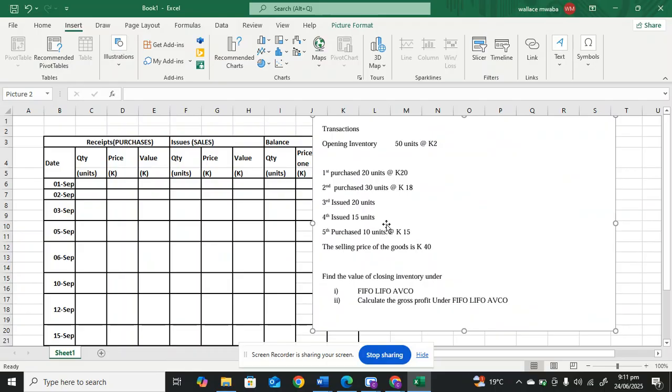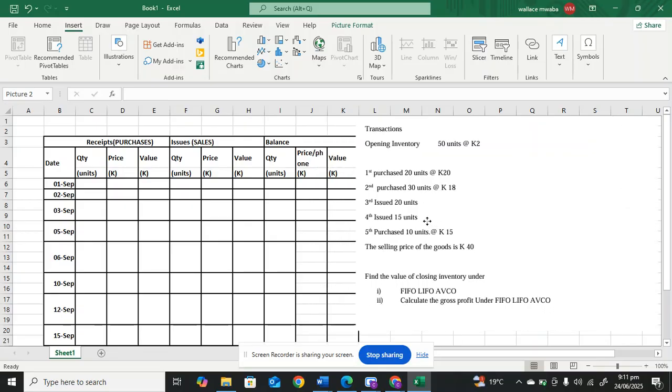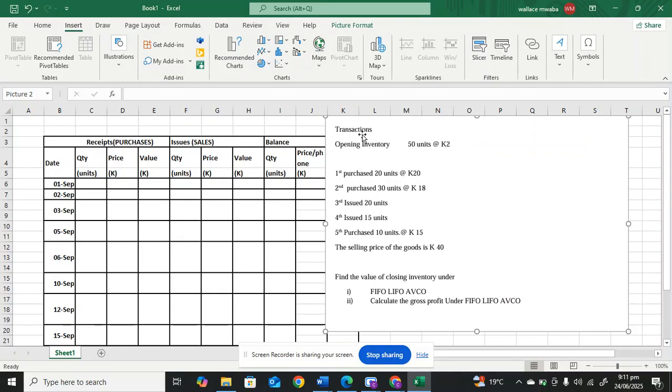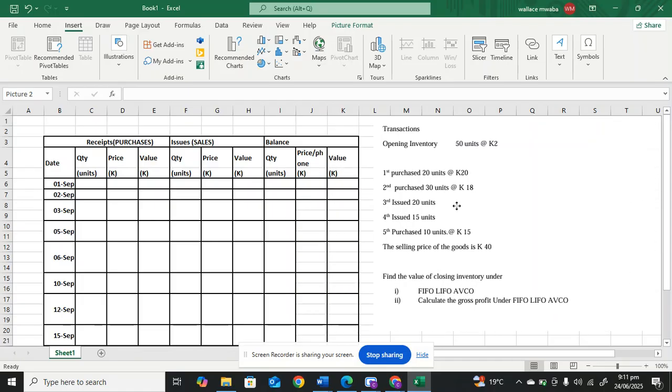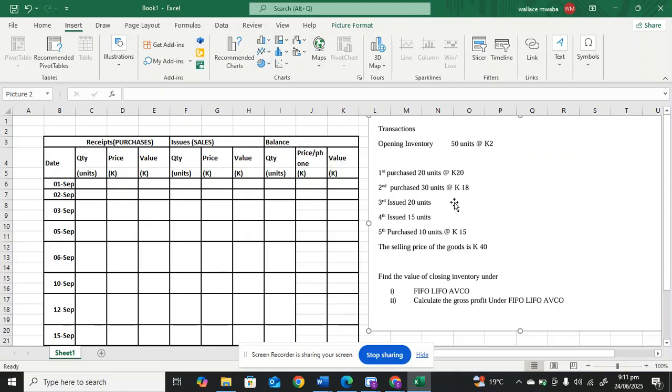Also, this inventory valuation can help us determine the cost of the goods that have been sold. So we've got a question here, and we're going to see how we do this inventory valuation. The question reads, we've got transactions here for this company. It's got no name. They told us the opening inventory is 50 units. We've got different transactions after that: purchases and issues. Those are the main transactions you'll be dealing with.